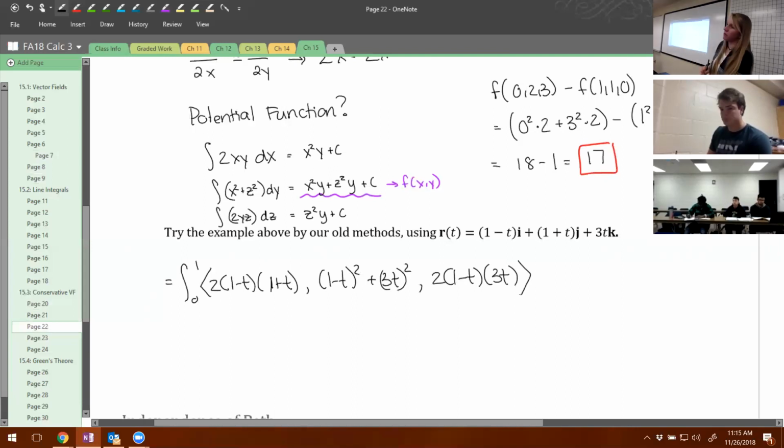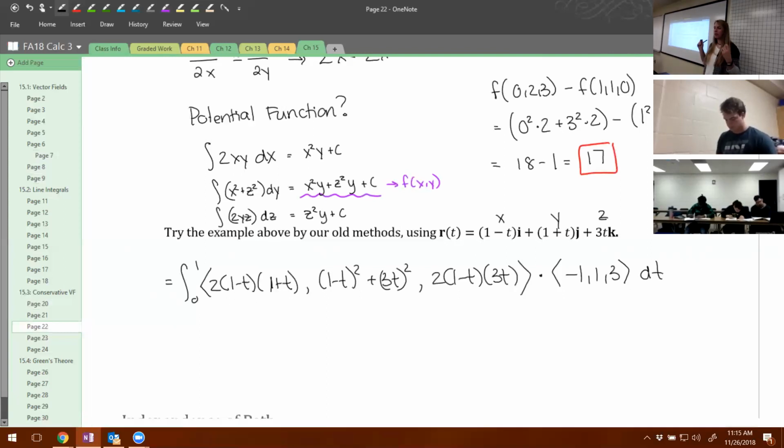And that would just be rewriting the vector field F using the new x and y and z. We still have to take the dot product of that with the derivative of x, y, and z, which is (negative 1, 1, 3). And then we do go through and integrate that. And that's totally doable. If you did this, you should get the same exact answer we got. You should get 17. But that's a whole lot more work, especially because we're still, in this case, given what the parameterization was.